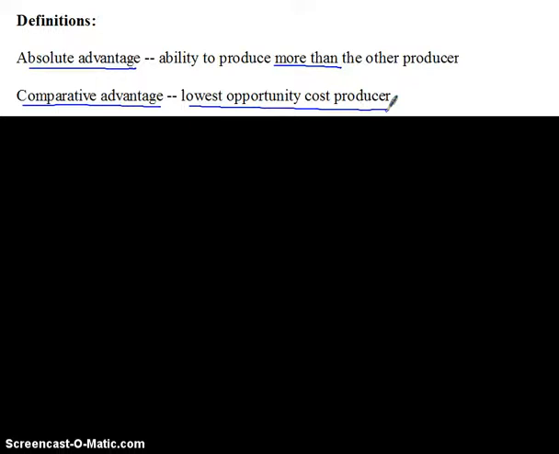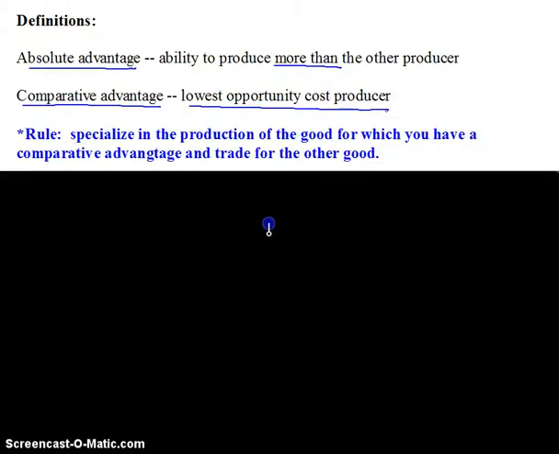And then finally, we're going to have a rule that says that we as individuals, or more specifically countries, are going to specialize in the production of a good for which we have a comparative advantage. And then we're going to trade for other goods.